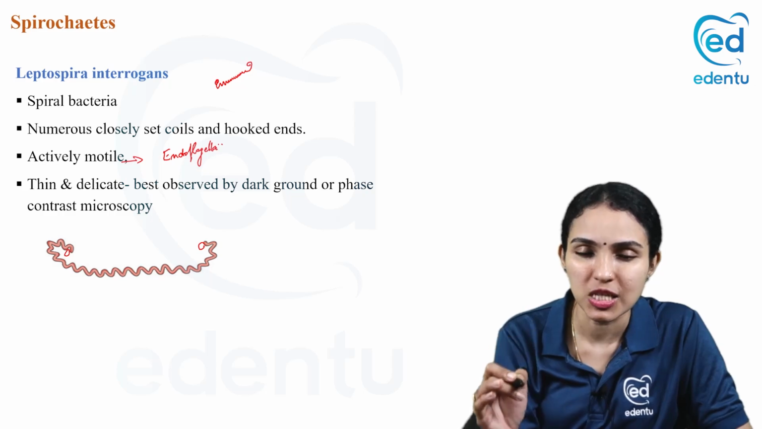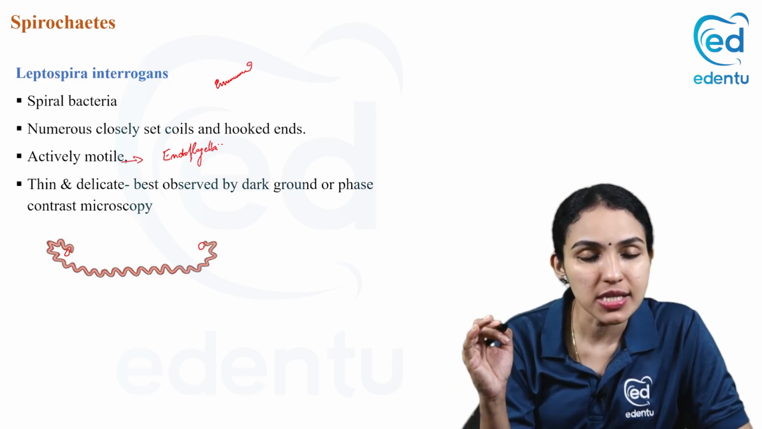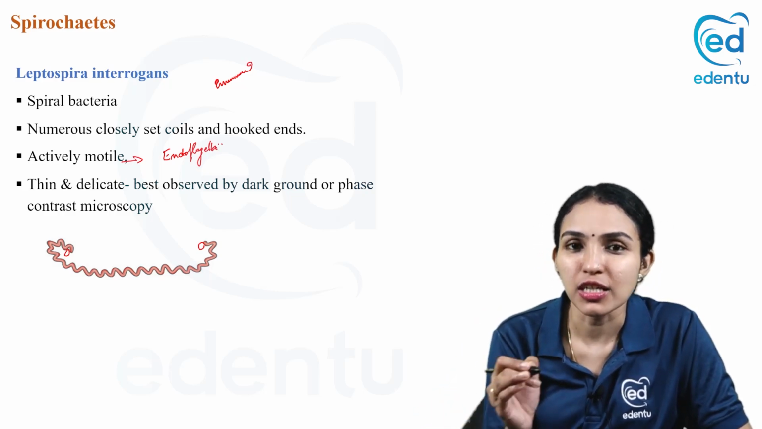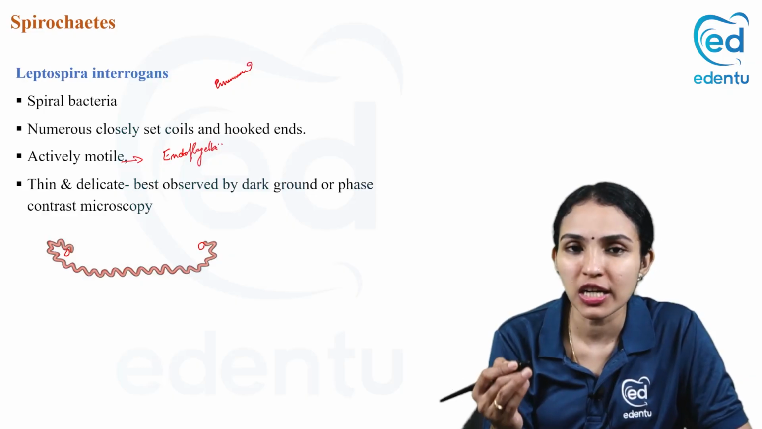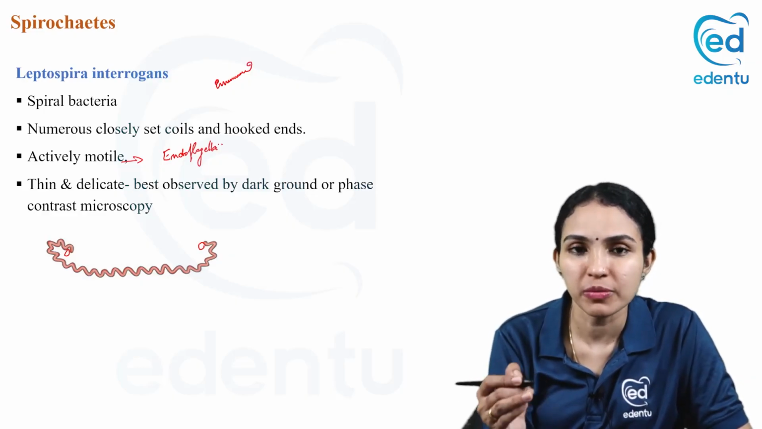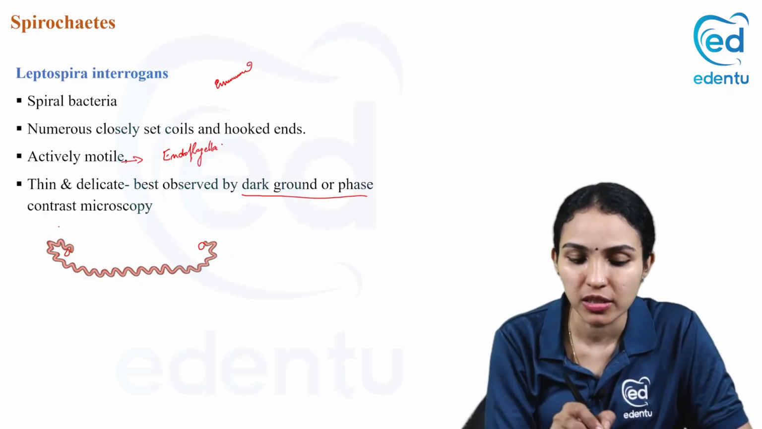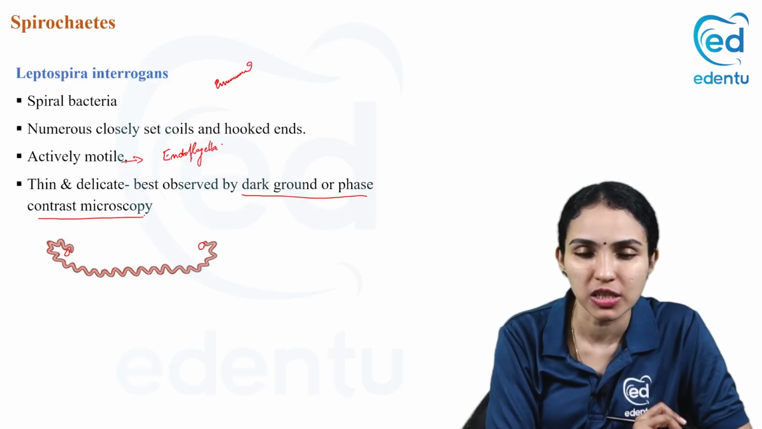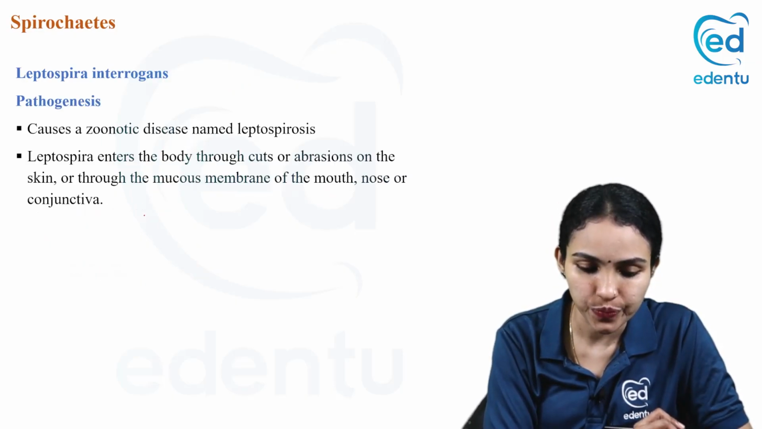Endoflagella are present only in spirochetes. This one is also very thin and delicate. Not like Borrelia, where you can go for light microscopy, but for Treponema and Leptospira you definitely require a dark ground or phase contrast microscope. Otherwise, you cannot visualize them.